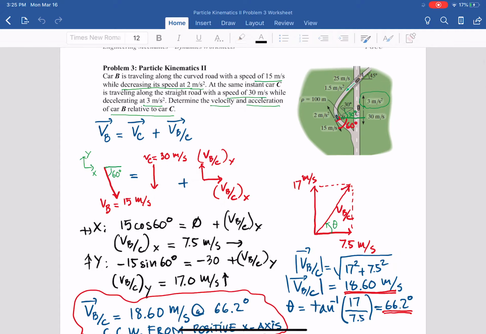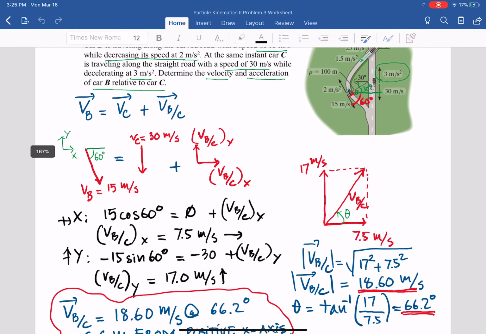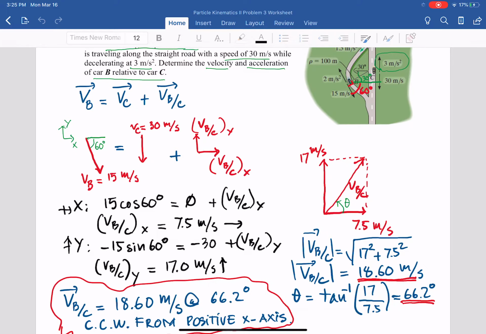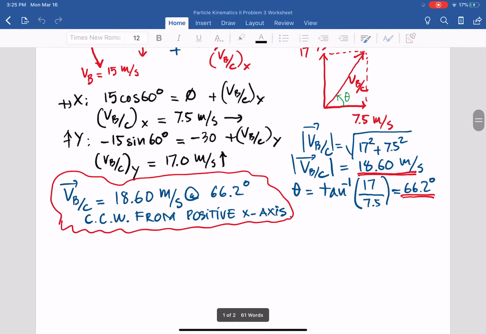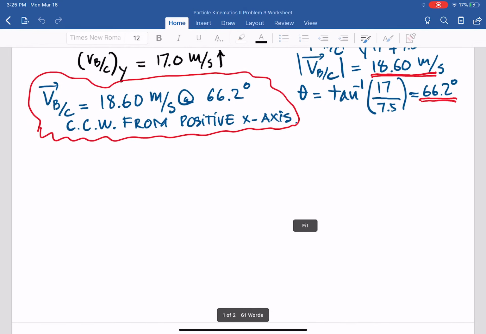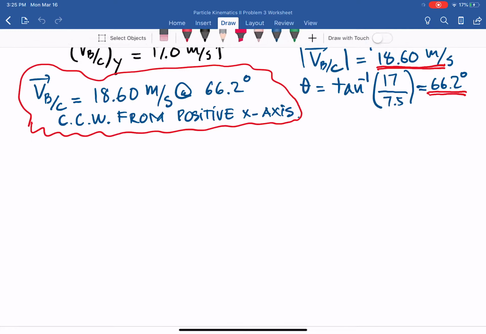So this continues the solution of problem 3, practical kinematics 2. In the first portion of the solution video, we solved the relative velocity of B relative to C. Now we want to find the acceleration of B relative to C. So we do the same, starting with the acceleration equation.